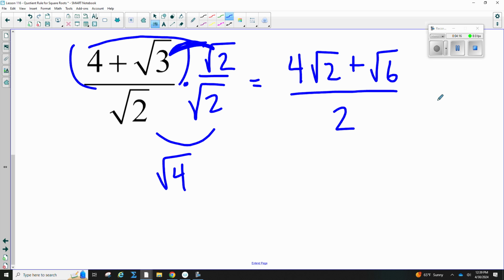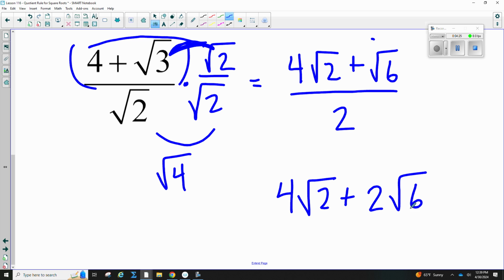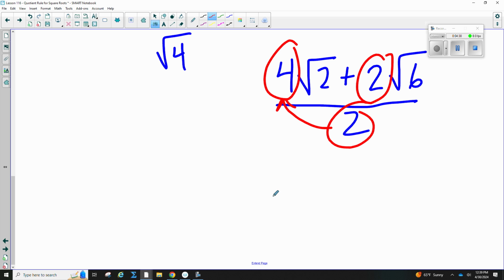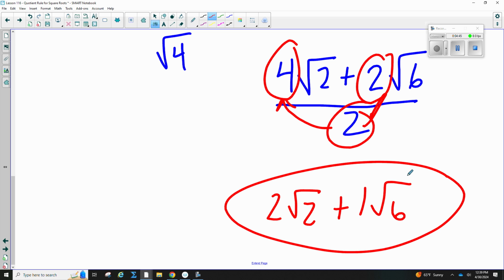This one also does not simplify. I do want to show you something. If it looked like this, would this one simplify? Yes. If all the outside numbers are divisible by 2, I can go ahead and divide this into this, which is 2 root 2, and I can divide this into this, which is 1 root 6. Okay? If all the outside numbers have something that they're divisible by, you can reduce it. Okay?